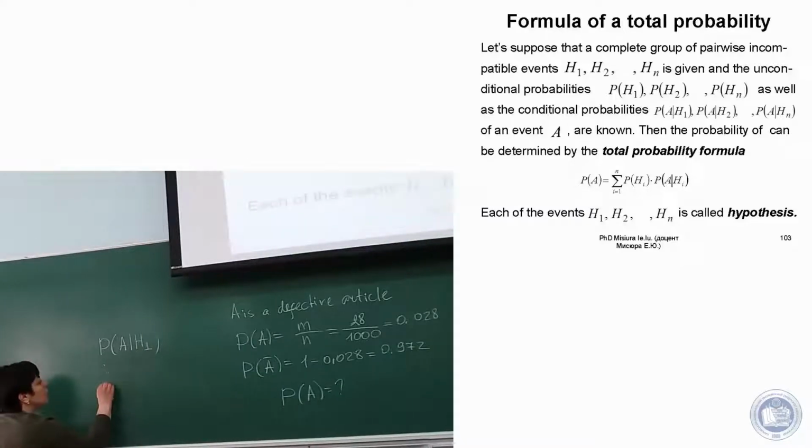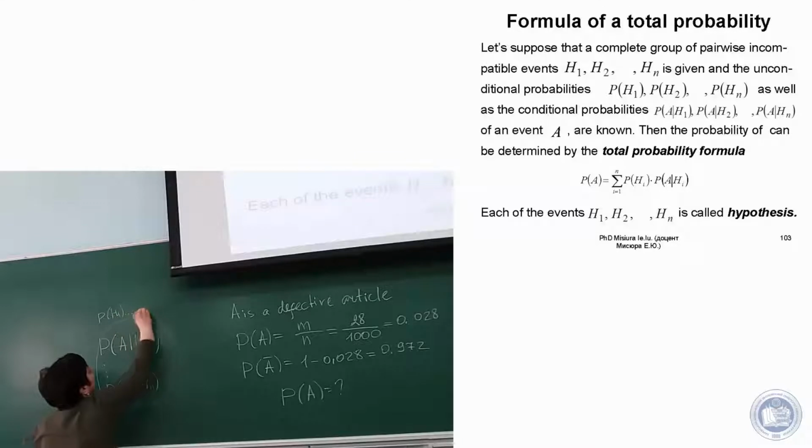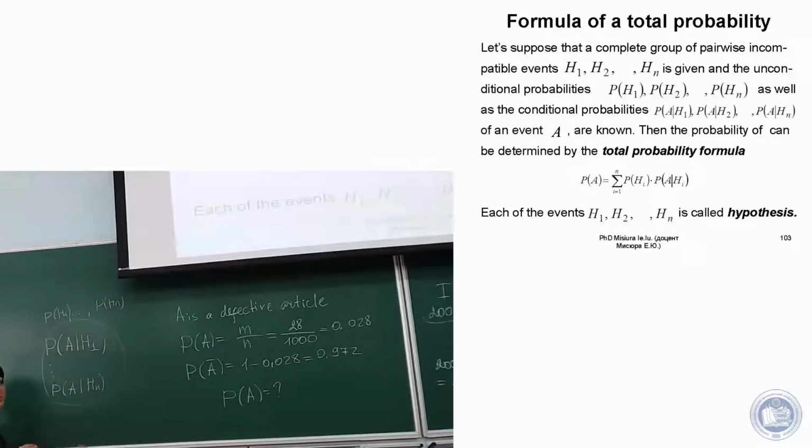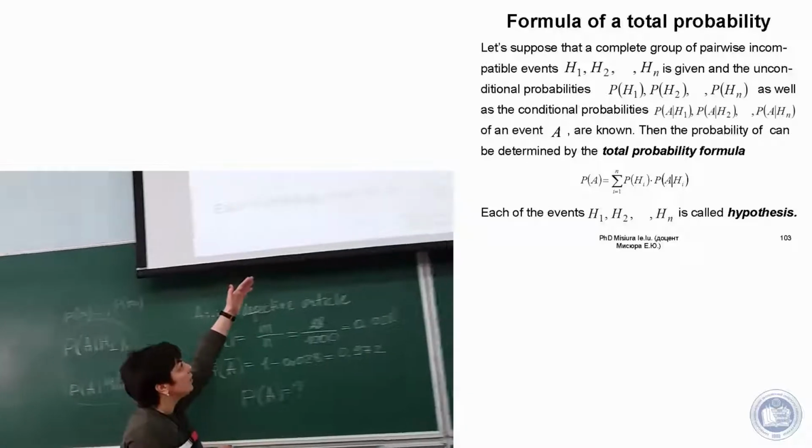You need to know P of A under condition H1, P of A under condition Hn, and if you know probabilities P of H1, P of Hn, conditional probabilities, you need to use this formula.